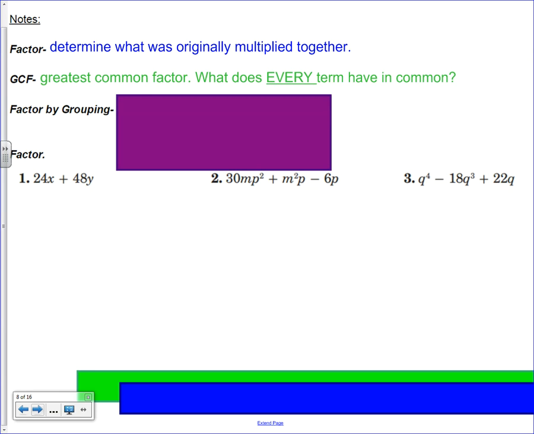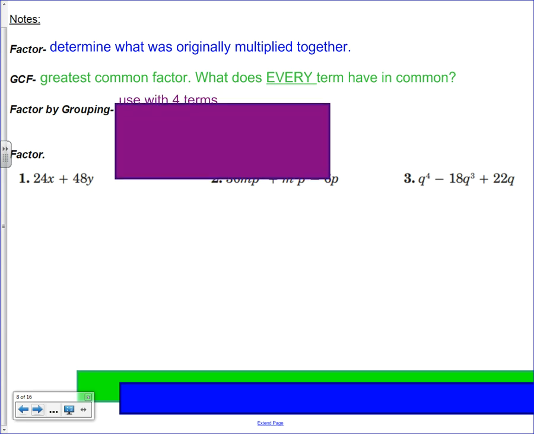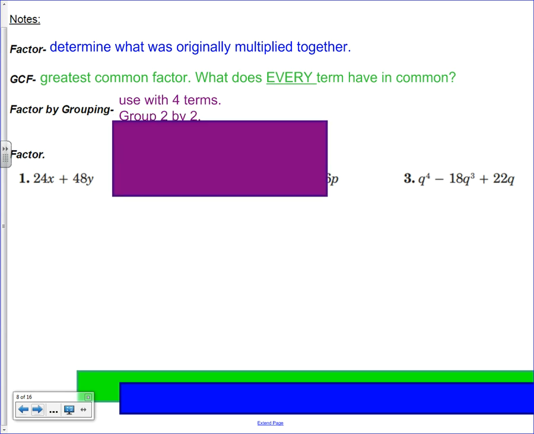Everybody doing okay? Can you kick that towards him? Thank you. All right, last but not least, factoring by grouping. When do we use grouping? When there's 4 terms. Perfect. And then how do we group those terms? 2 by 2. Perfect.